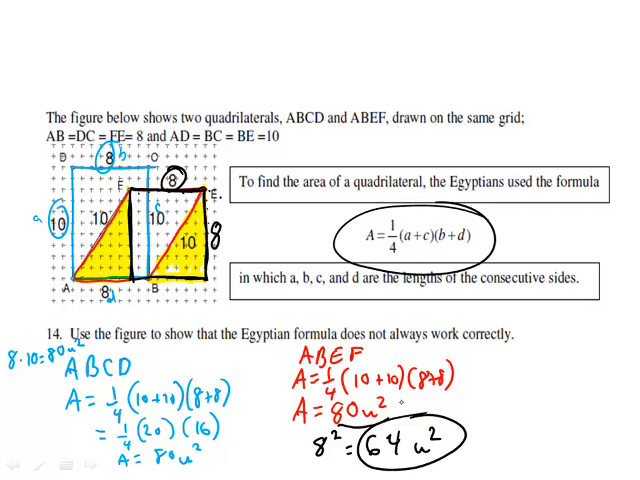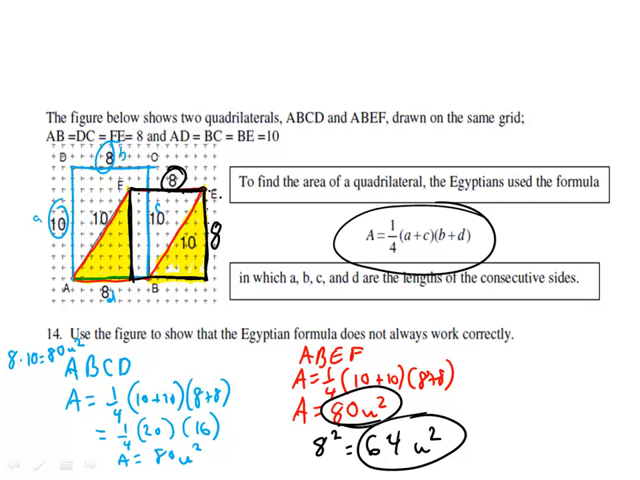So we're showing here that on the rectangle, the Egyptian formula gave us the same result as our regular rectangle area formula. But on the other figure, once we rearranged it and turned it into a square, we discovered that the Egyptian formula gave us 80 units squared, but in actual fact, it's 64 units squared. So use the figure to show that the Egyptian formula does not always work correctly. We've just done that.